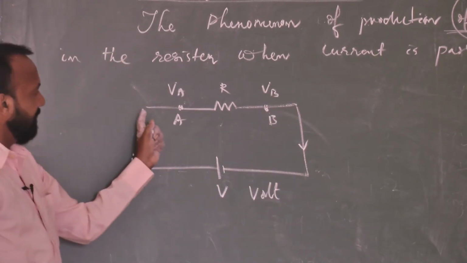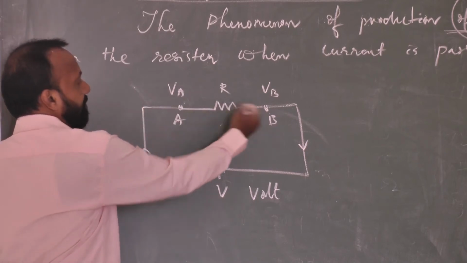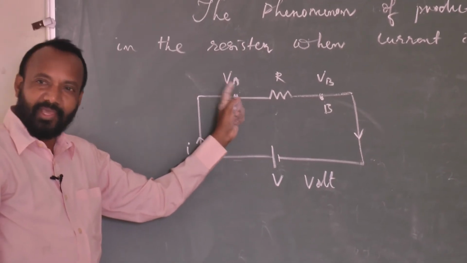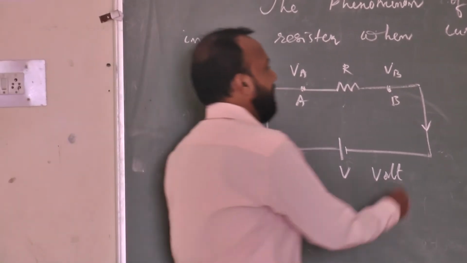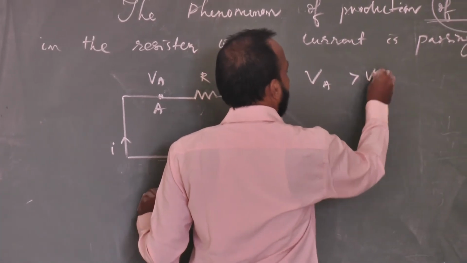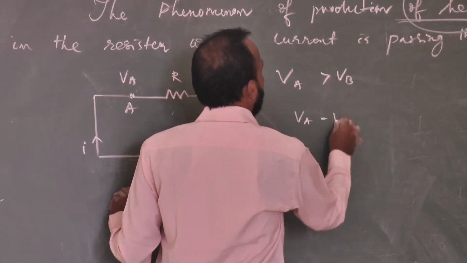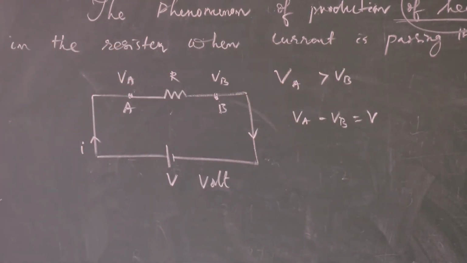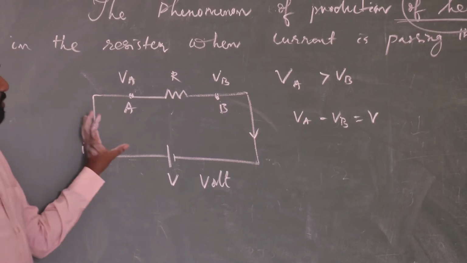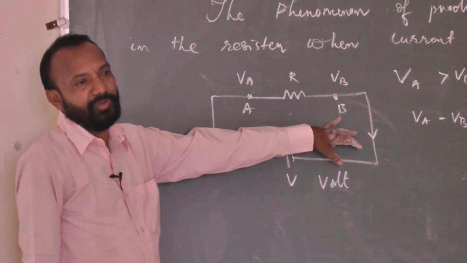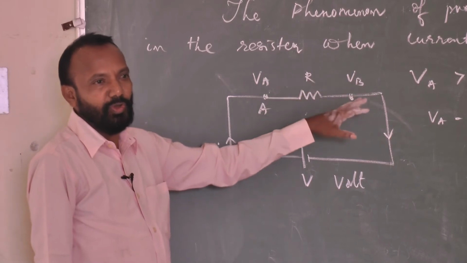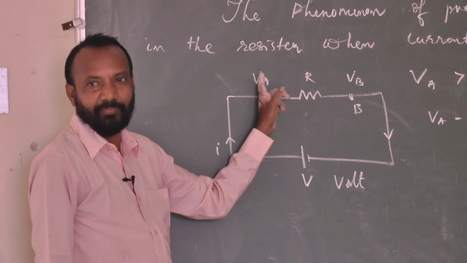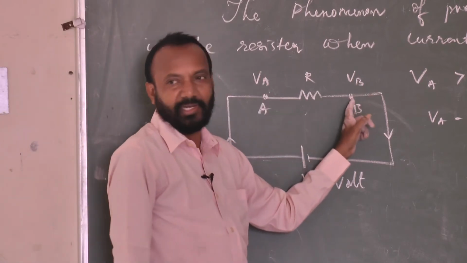The current is flowing from A to B, A terminal to B terminal, then you must know the potential VA is greater than VB. So, here VA is greater than VB. So, what is the potential difference? VA minus VB is equal to V, positive potential difference. So, current flows through the conductor from higher potential to lower potential. This is the starting point, the A point. So, VA is the potential at the A point and VB is the potential at the B point.